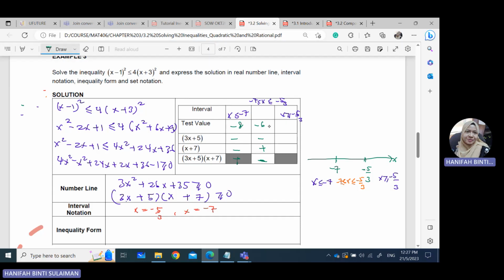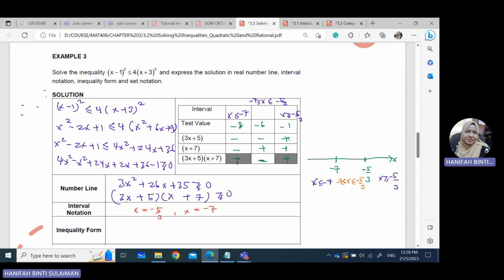You try ambil kosong, saya ambil negative 1. Kita compare. Dapat tak jawapan dia? So 3 times negative 1, negative 3 plus 5, we have 2. 2 is a positive. So this one, negative 1 plus 7 is 6. 6 is positive. So positive times positive, we have positive. Dapat tak positif? Dapat. Maknanya kita ambil area yang ini, which is x is less than or equal to negative 7. And the values of x are greater than or equal to negative 5/3. Okay.